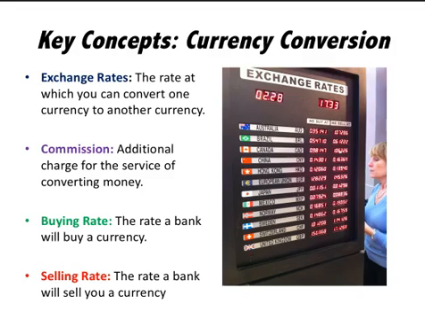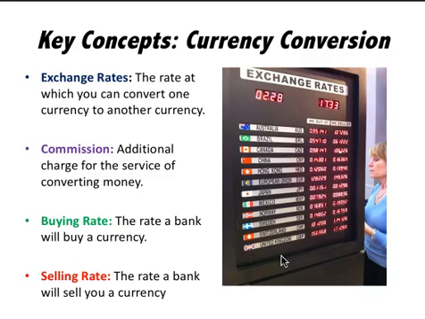So before we get started, let's discuss some key concepts and vocabulary that relate to currency conversion. The first and most common term you'll hear is exchange rate. That's the rate at which you can convert one currency to another currency. So it's literally how much you can turn in of one currency of money and how much you'll get out of the other currency. The next concept is commission.